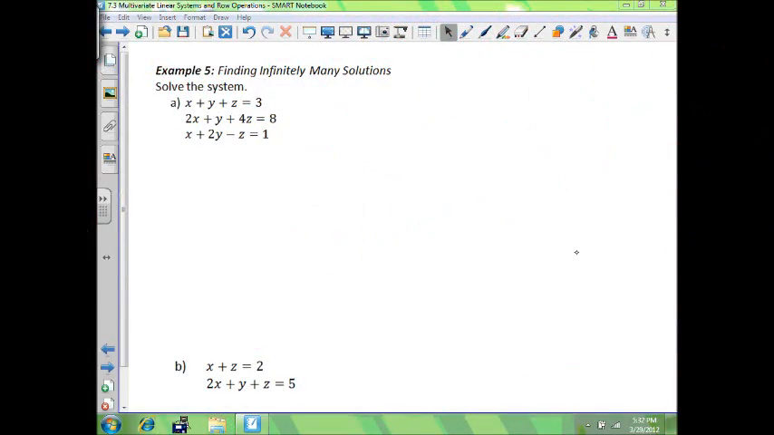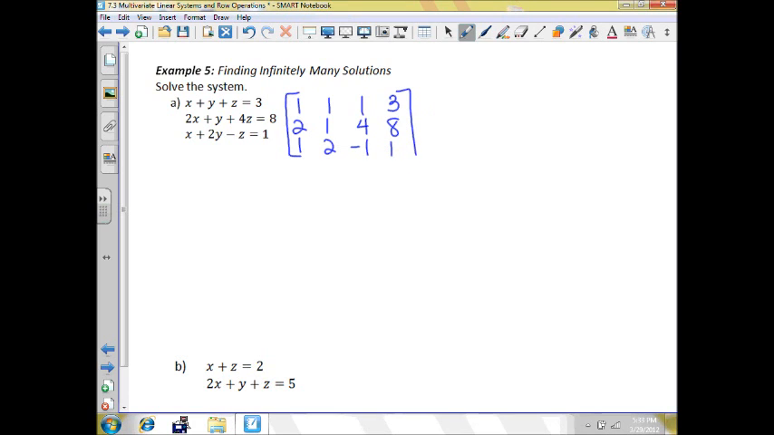Moving on to example 5, we're going to solve a system that has infinitely many solutions. First, we have to put this in augmented matrix form. And again, we're going to do the elementary row operations. In order to get rid of the 2, we need to multiply row 1 by -2 and add it back to row 2. So again, we'll have 1, 1, 1, 3 up top.